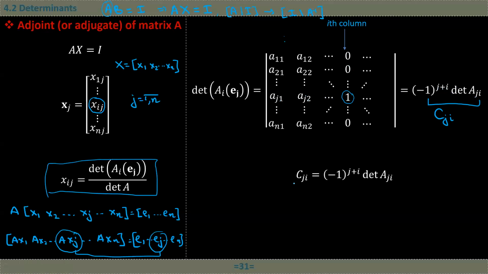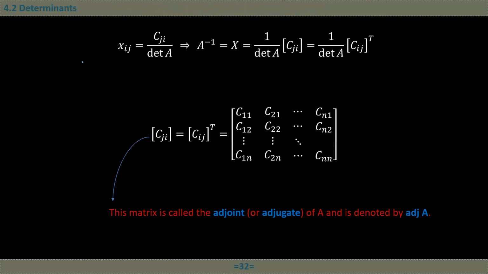So now we have this ji cofactor of A equal to this. If I substitute that into this equation, we will get all the entries of X. So here we have Xij. Now instead of the determinant of Aij, I can just substitute Cji. And if i changes from 1 to n and j changes from 1 to n, that gives us all the entries of matrix X. So then A inverse, which is equal to X, is equal to 1 over the determinant of A times Cji. Cji is a matrix now, and 1 over the determinant of A is just a number. If I interchange the subscripts, here we will have Cij transpose, because this one is a transpose.